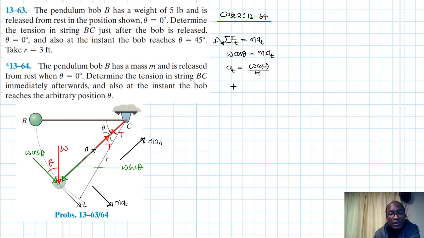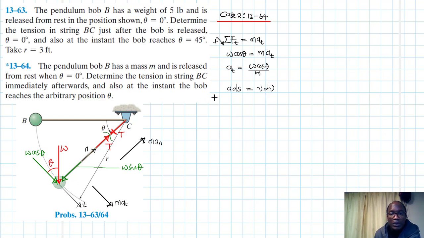So once we have this, let's now find the velocity from theta equal to 0 to an arbitrary position theta. So I'm going to use this equation. Remember this kinematic equation: a ds is just equal to v dv. Remember this? a ds is equal to v dv.